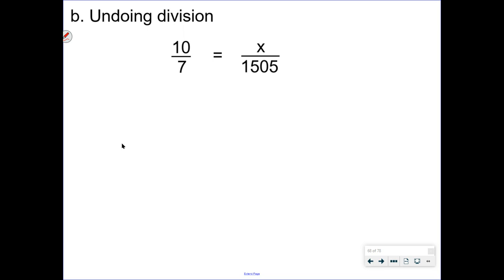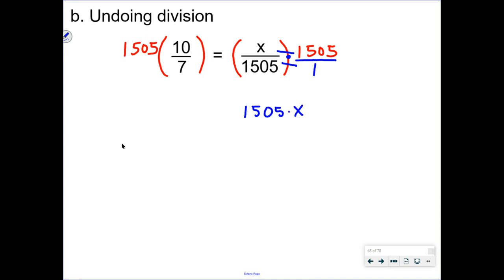So I want this x alone. So I want to get rid of dividing by 1,505. So I'm going to multiply by 1,505. But whatever I do to one side of an equation, I've got to do to the other side. So I'm going to multiply by 1,505 over here. Now again, you're wondering, why are you doing that? Because when I multiply, technically I'm multiplying by 1,505 over 1. And when I multiply fractions, I just multiply across. So I do 1,505 times x over 1,505 times 1. Well, that's just 1,505.